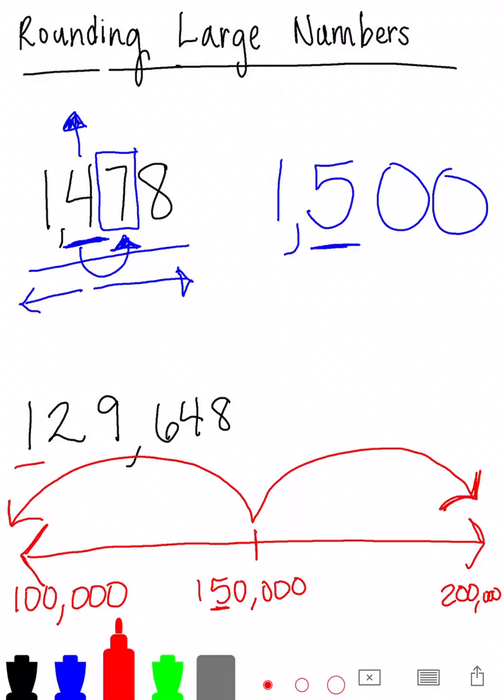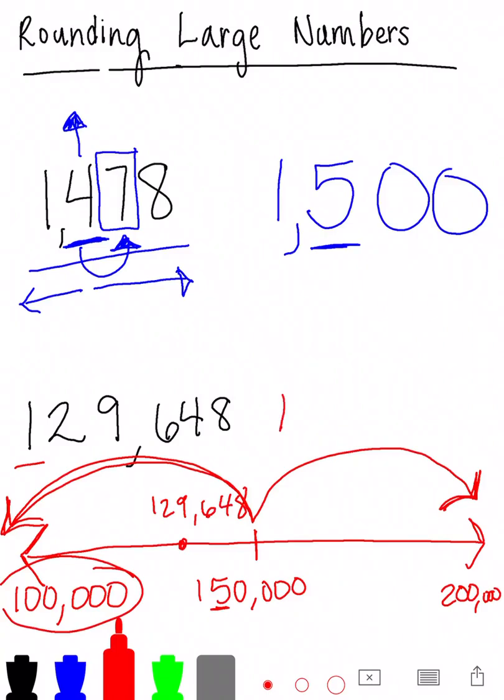So 129,648 is going to fall in between 100,000 and 150,000. Since it's in between 100,000 and 150,000, we are going to round down to 100,000. So 129,648 rounded to the nearest 100,000 is 100,000.